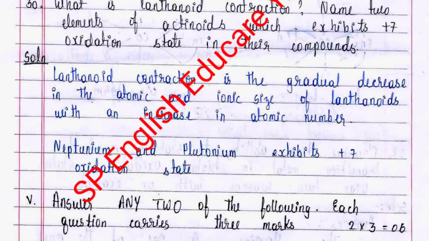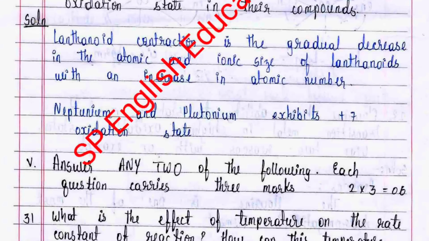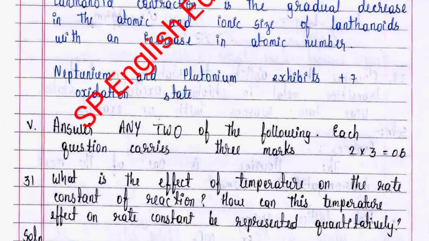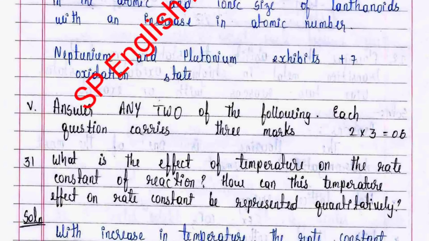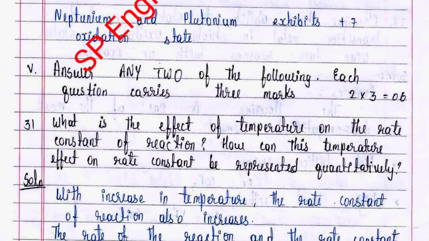Fifth bit. Answer any two of the following. Each question carries 3 marks. 31st. What is the effect of temperature on the rate constant of a reaction? How can this temperature effect on rate constants be represented quantitatively? And the answer is below.